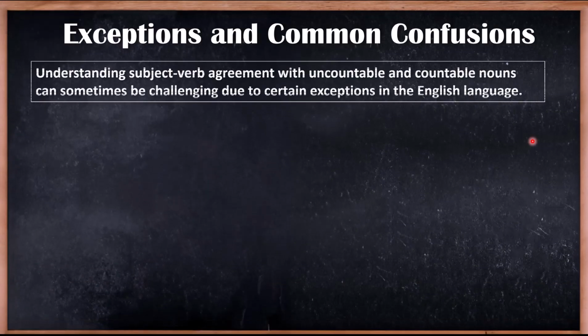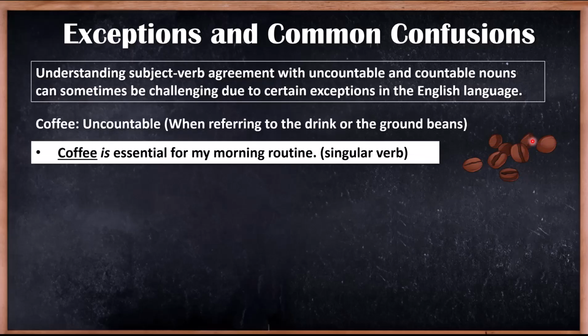So let's talk about some exceptions and common confusions. There are some words in English that can be both uncountable and countable, depending on the context. For example, my favorite drink, coffee. Coffee can be uncountable when referring to the drink as a whole or the ground beans. For example, coffee is essential for my morning routine.